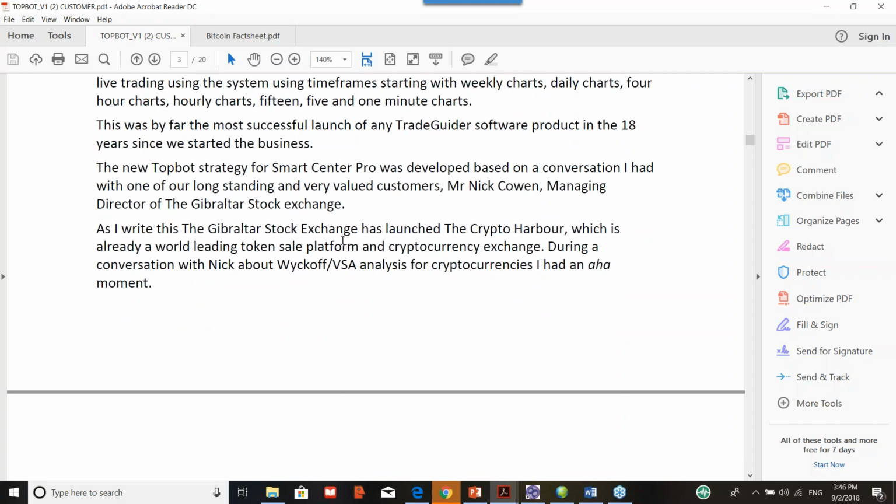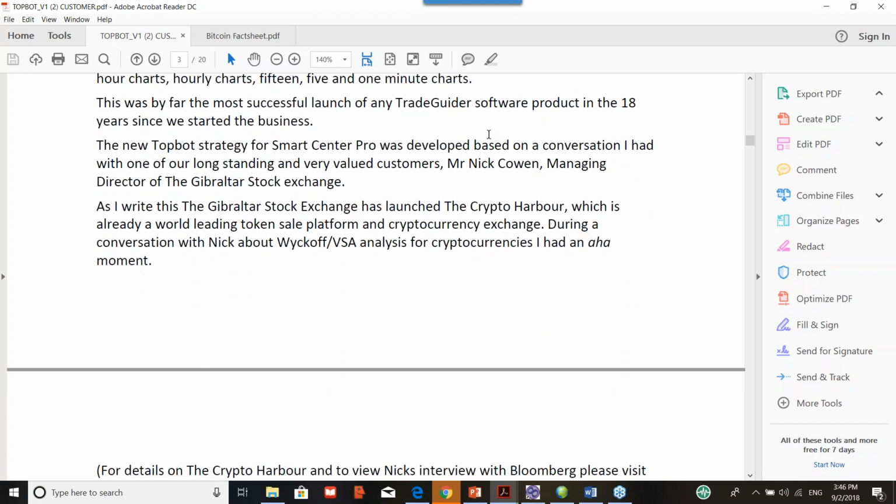This was by far the most successful launch of any Trade Guider software product in the 18 years since we started business. I shall take that back now because the new version of the software has been much more successful.